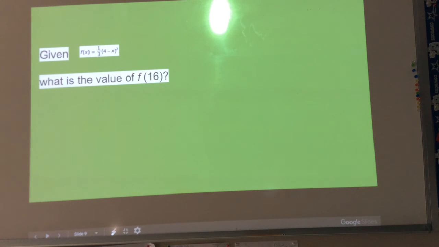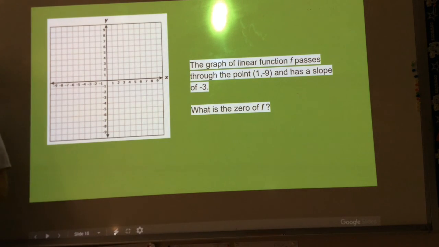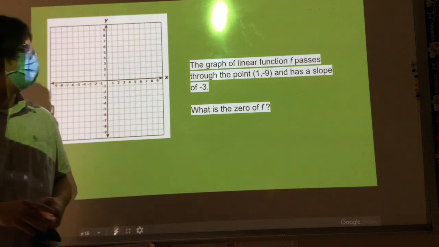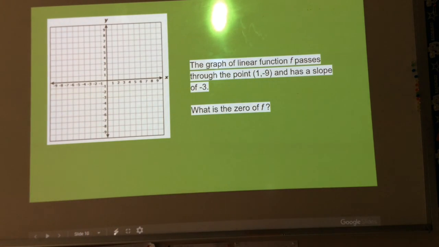All right, this is just a similar problem. Can I skip over this one? The same idea? Yeah. All right, cool. Graph of a linear function passes through the point and has a slope of -3. What is the 0? A lot of points going on here. What is it referring to when it says 0? Not the y-intercept. Good guess. The x-intercept, right? Write down your notes. 0 means x-intercept.